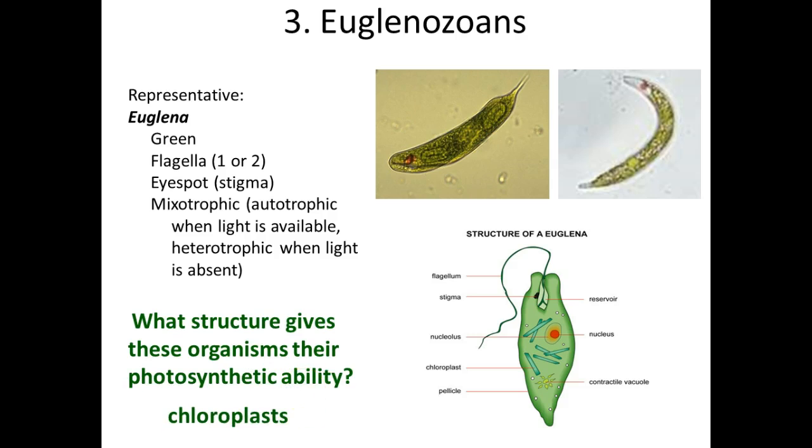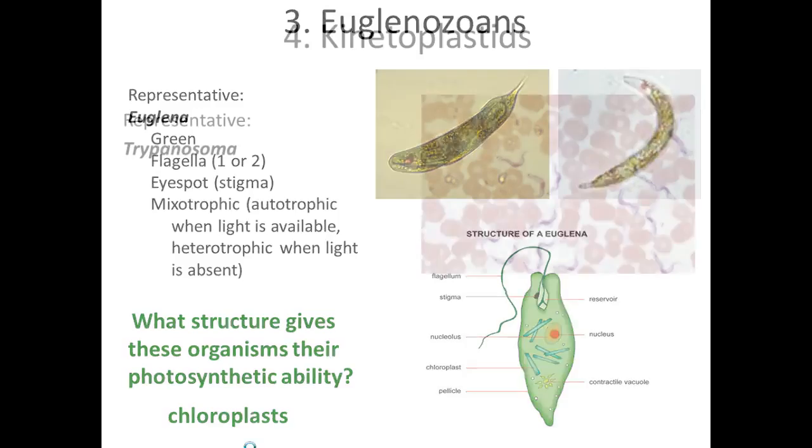So what structure gives them their photosynthetic ability? That would be their chloroplast. And again, we don't unfortunately have any slides of these guys, but you've probably seen them. We've got some pond water. We can try and make some wet mounts. We might get lucky and see them.